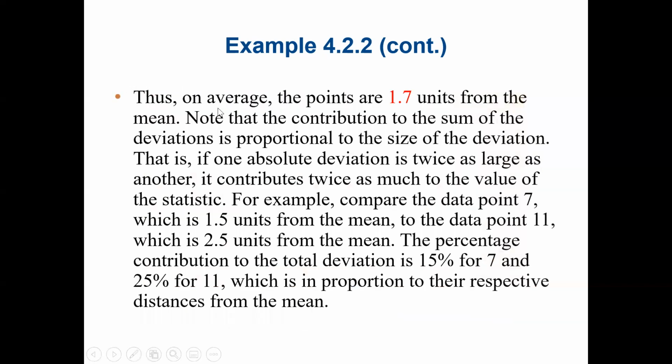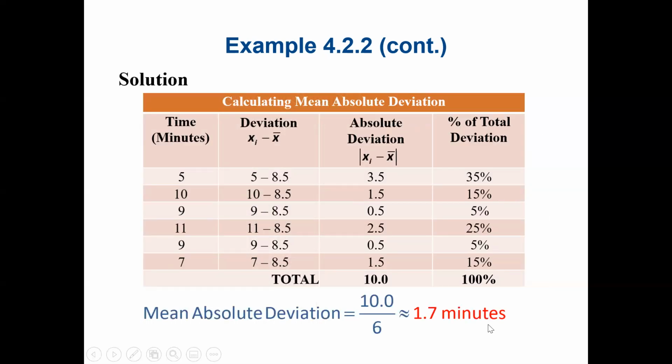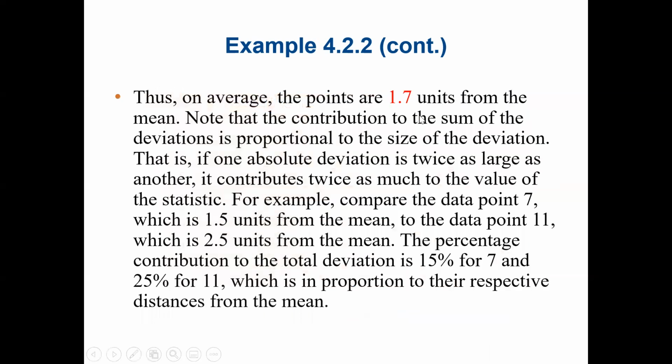Now here we say that on average, the points are 1.7 units from the mean. So the mean absolute deviation always gives us a value that is a measure from the mean. Since the answer was 1.7 minutes, it means that on average the values are 1.7 minutes from the mean.